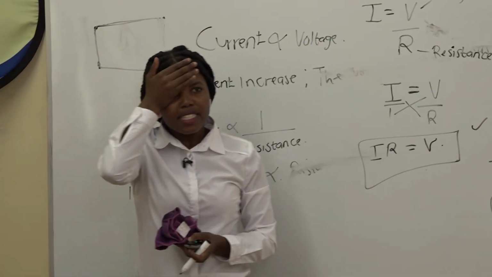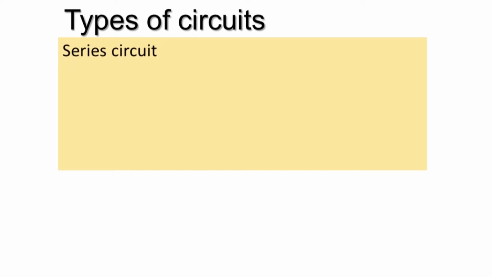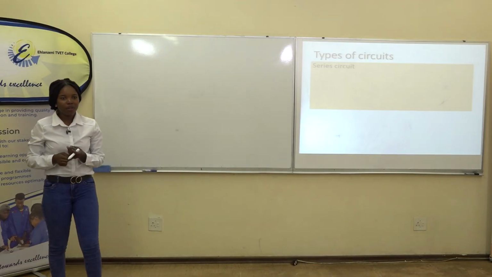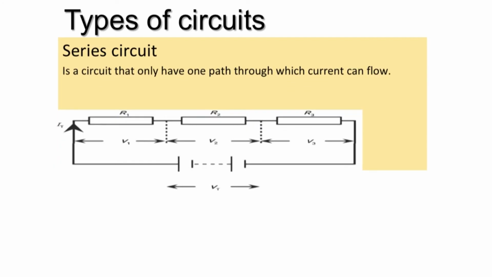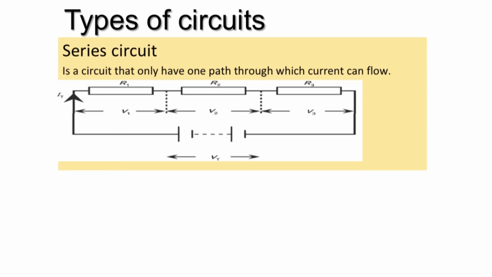So now we are going to look at the types of circuit. We have 2 types of circuit, of which we have a series circuit. First, what do we mean by a circuit? We say a circuit is the flow of current in an enclosed area. Earlier on, we made an example of a circuit, and we said the wiring in our houses is a circuit. Remember, it's the flow of current in an enclosed area. Now we want to look at the series circuit. What do we mean by a series circuit? We say a series circuit is a circuit that only has one path through which current can flow.